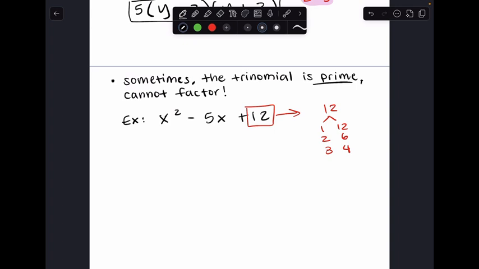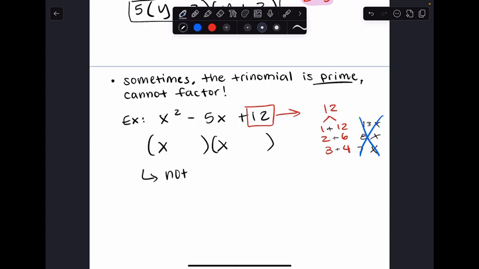So I'm going to go ahead and set up my parentheses, x and x. I have to add these combinations together to give me a 5. Well, 1 plus 12 is 13. That's not a 5. 2 plus 6 is 8. That's not a 5. 3 plus 4 is 7. That is not a 5. And so because none of these combinations work, this is not factorable. Okay, and so because it's not factorable, your trinomial is prime.